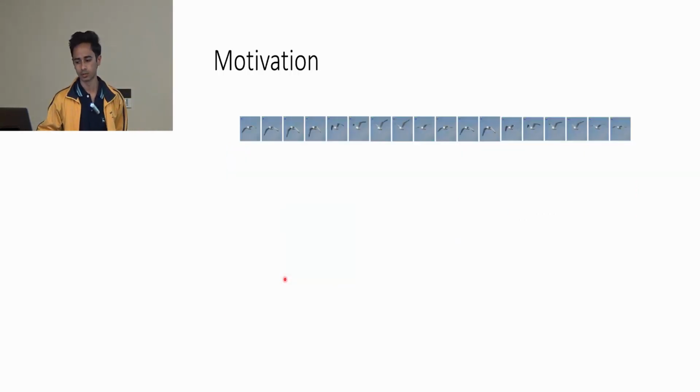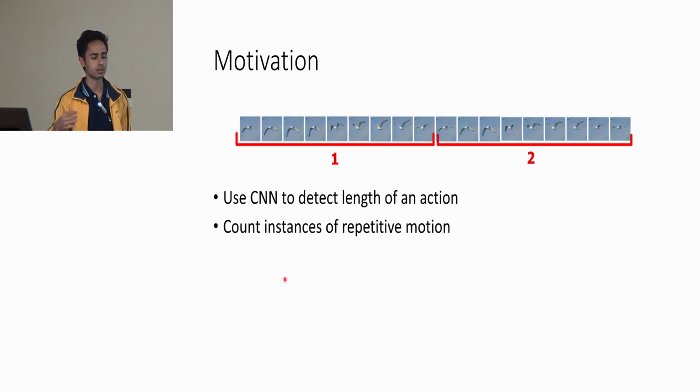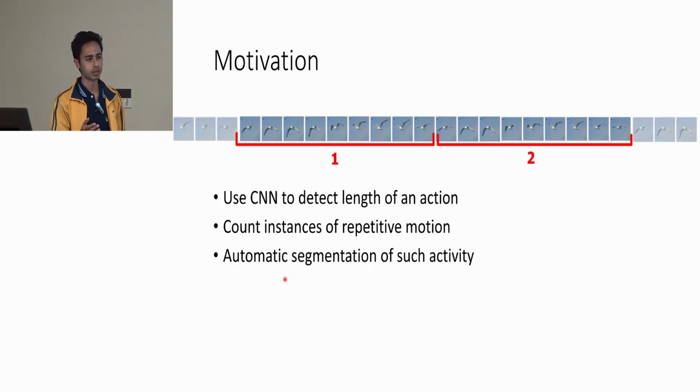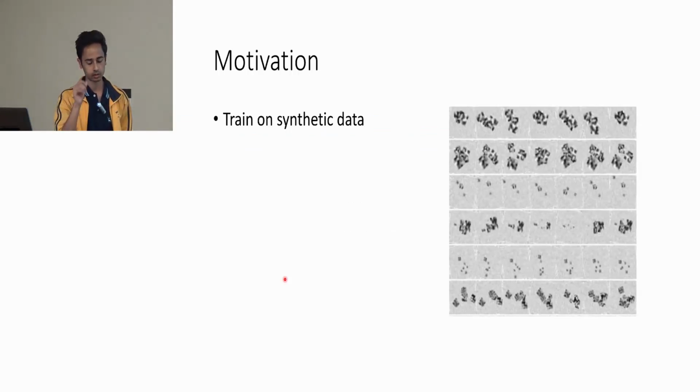So given a sequence of frames, the authors use a CNN to detect the length of an action, and they count how many times this action has been repeated within the given video, and then do automatic segmentation of the repeated action from other unrelated frames. The other motivation is to train this neural network on synthetic data so that this model can be generalized to other data sets and make it a real-time system.